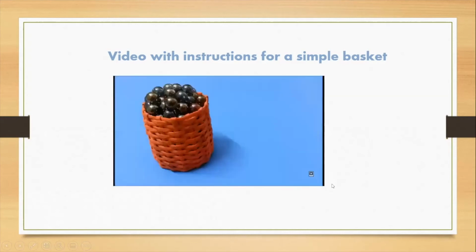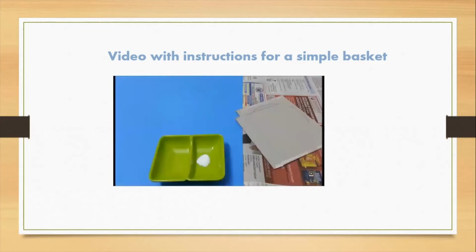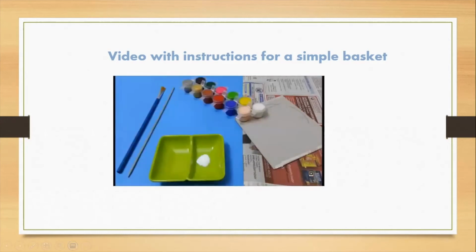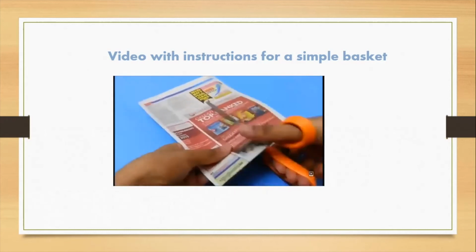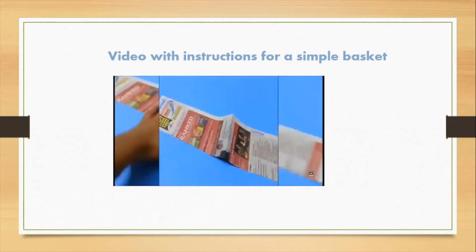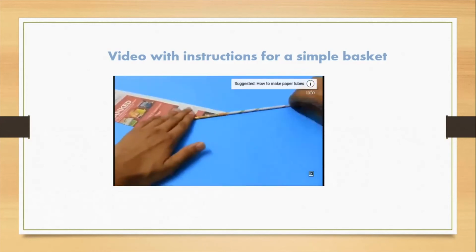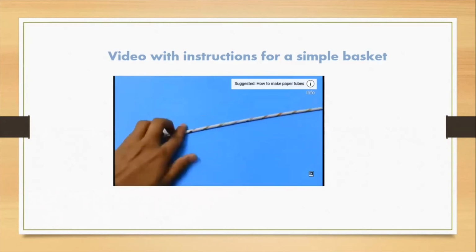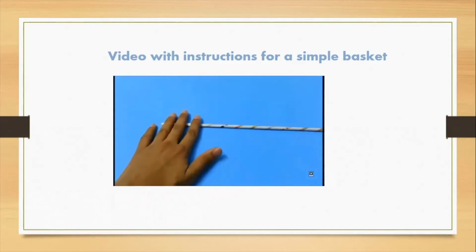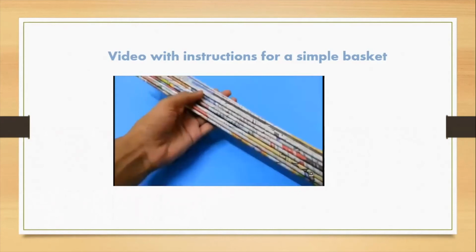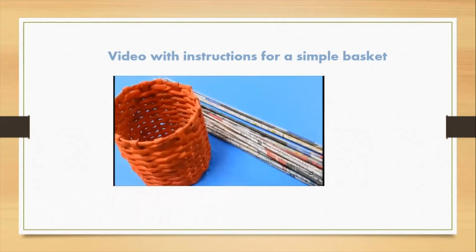To make this basket, you need newspaper, thin cardboard, glue, paintbrush, a thin stick, colors, pins, and scissors. Divide a sheet of newspaper into 4 parts. Now using a thin stick, roll paper tubes. Apply glue at the corner. The number of tubes required depends on the size of your basket. For this basket, I have used 25 tubes.